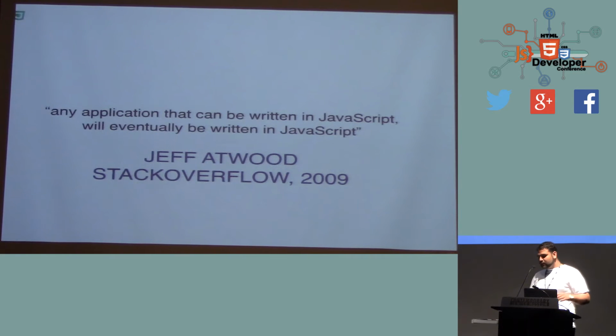So a Stack Overflow member said, any application that can be written in JavaScript will eventually be written in JavaScript. So in 2009, he foresaw the future, and pretty much what he said in simple terms is that JavaScript is going to be everywhere. So let's see what JavaScript is used for nowadays, or at least what developers are trying to use it for.